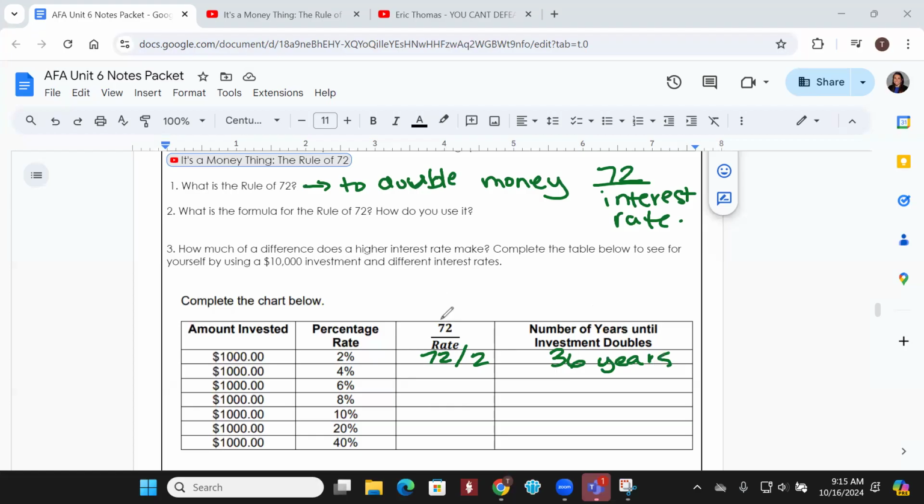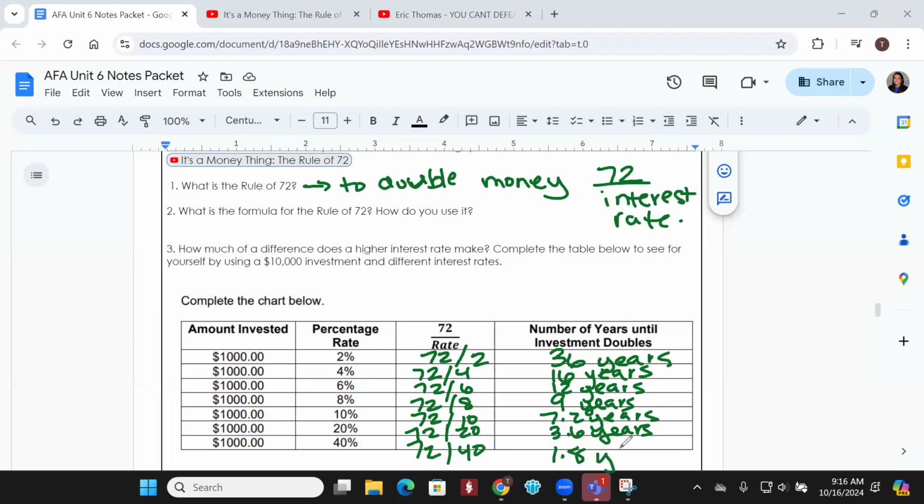Okay, what about 72 divided by 4? What does that give me? 18 years. That's a little bit better. Okay, 72 divided by 6. Okay, 72 divided by 8. And 72 divided by 10. And then 72 divided by 20. And 72 divided by 40.